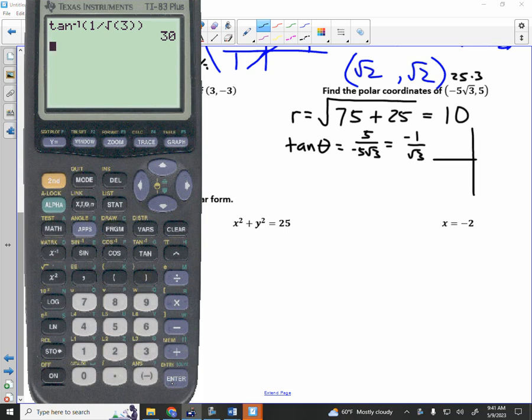In which quadrants is tangent negative? Second and fourth. So I have a 30-degree angle in the second and the fourth quadrant. Is this in the second quadrant or the fourth quadrant? Second, because you go back and then up. So this is a second quadrant. So this angle is 150 degrees. Convert that to radians, and it is 5 pi over 6. So therefore, you have the coordinate (10, 5 pi over 6). Are you good with that? Okay.